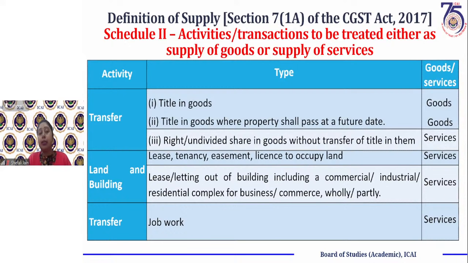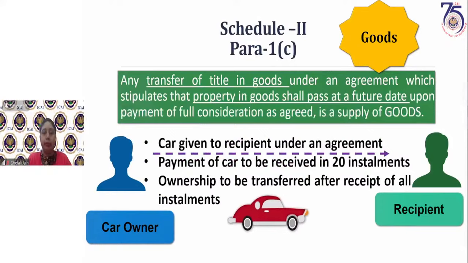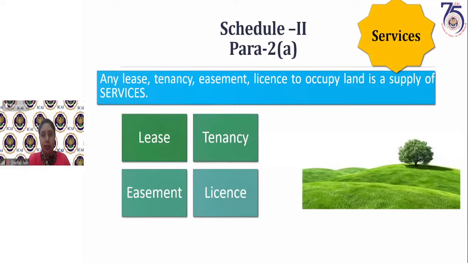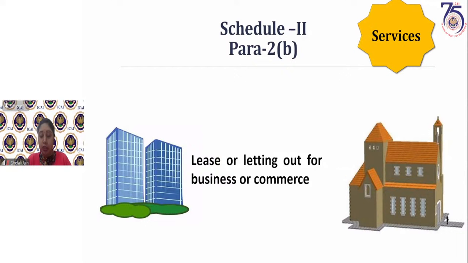If you are renting or letting out a building, now that building can be commercial. Let's go to that particular clause only. Lease, tenancy, easement, or license of a land is a supply of service. Similarly, letting or leasing out of a commercial building for business or commerce, or a residential building for the purpose of business or commerce, will be considered as a service. So if you're renting out your building either for commercial or residential purpose, that will be considered as a service.